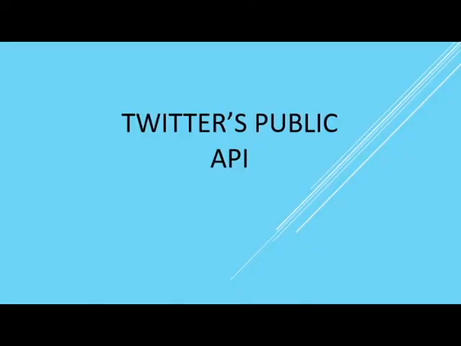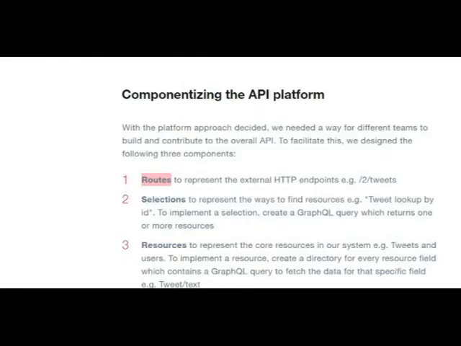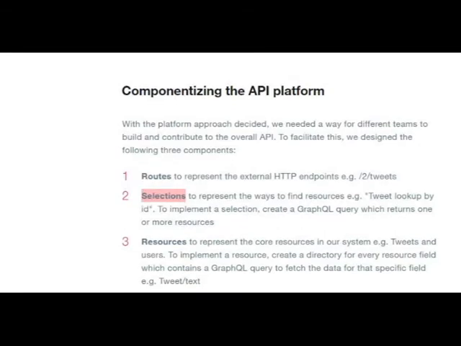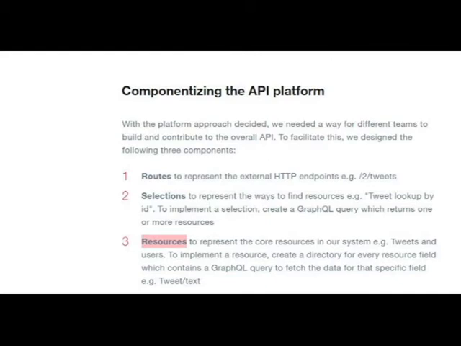So now that Twitter had their game plan on upgrading the public API, it was time to make it actually happen. This was broken down into 3 key components, the first being that Twitter needed a way for the different teams to build and contribute to the API. The way they went about doing this was with routes, which were used to represent the external HTTP endpoints. Twitter also put a focus on selections, the purpose being to represent how to find resources. Lastly, there was an emphasis on resources themselves. They wanted to be able to represent the core resources in their system. To put it simply, the GraphQL service's job was to give more precise results from the endpoints.